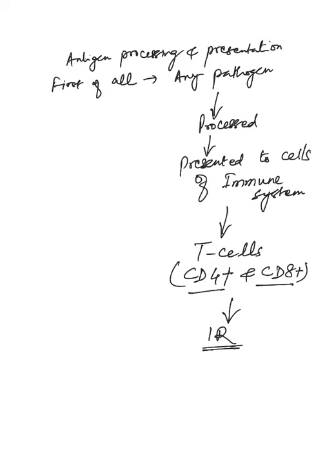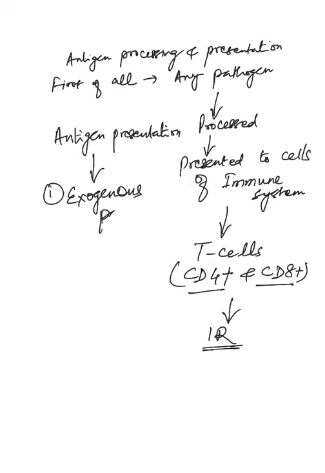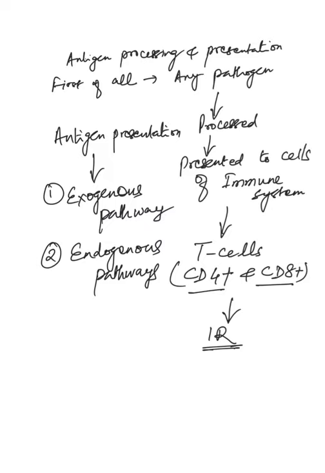Okay, so for antigen presentation we have two pathways. Antigen presentation, how many pathways? Two pathways, and those pathways are called the exogenous pathway and the endogenous pathway. So we'll talk about these pathways today in this lecture briefly. Okay, so let's talk about the exogenous pathway first.